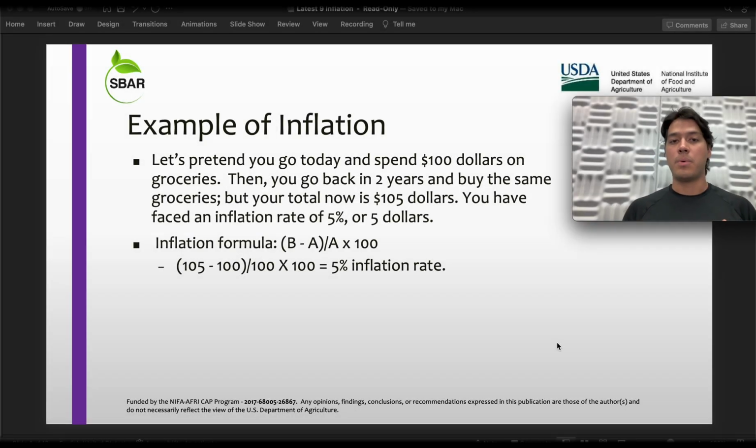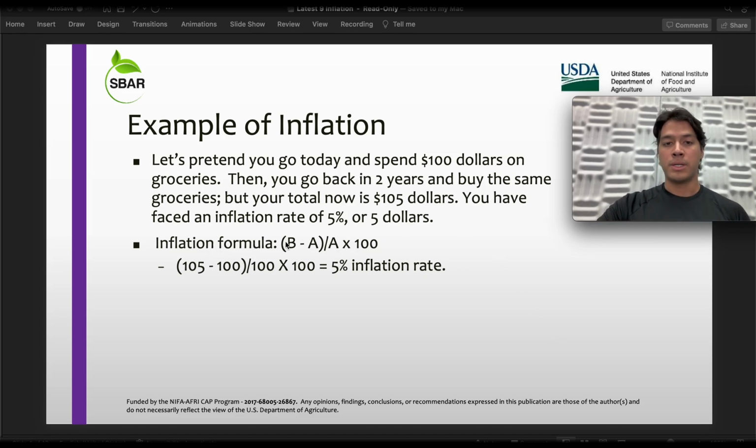This is an example of inflation. So first, let's pretend that you go today to the grocery store and spend $100 on groceries. Then you go back in 2 years and buy the same groceries, but now your total is $105. You see an increase in the total price. So you have faced an inflation rate of 5% or $5. So you can calculate this with the given numbers.